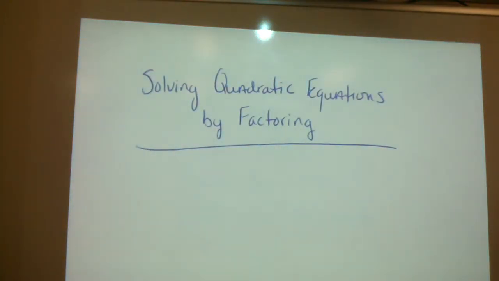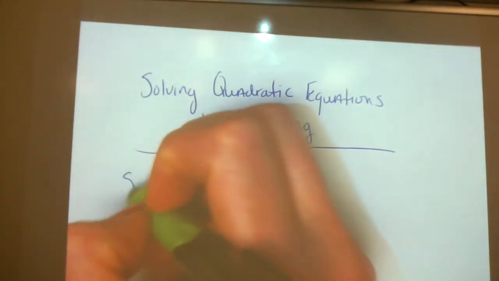Now, the solution still has the same meaning. We're trying to find where the graph crosses the x-axis. But instead of graphing, we're going to find the solution by factoring. So the way that we're going to find the solution is different than the last lesson, but the meaning is the same. All right, so let's take a look at number 1.